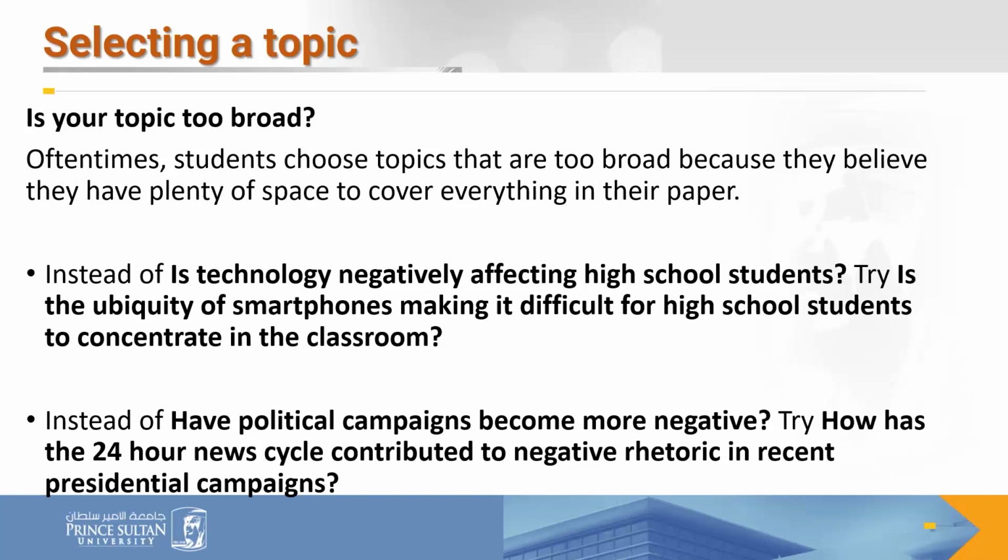Another example, have political campaigns become more negative? This is too broad. Now, how can I make it narrower? How has the 24-hour news cycle contributed to negative rhetoric in recent presidential campaigns? Now, here I made the topic narrow, and I can get the results I want, and it's not too broad that I will have thousands of results that I cannot really figure out.